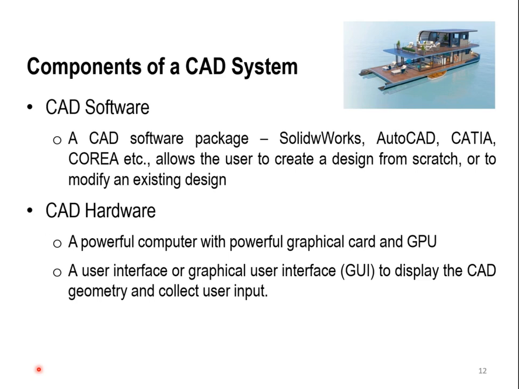Now, the components of a CAD system are the CAD software and the CAD hardware. The CAD software package is software like SolidWorks, AutoCAD, CATIA, Creo, etc. This allows users to create a design from scratch or modify an existing design. The CAD hardware is a powerful computer with a powerful graphics card and GPU, actually that's CPU, and a user interface, or graphical user interface, GUI, to display the CAD geometry and collect the user inputs.